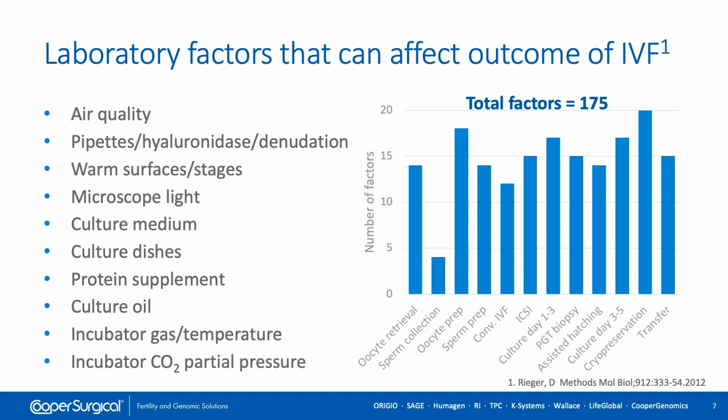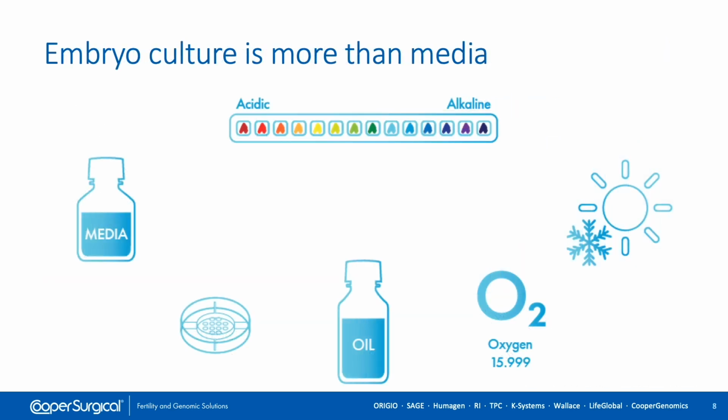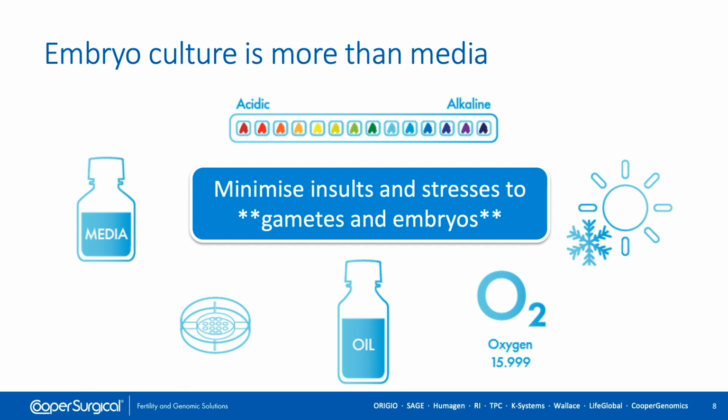So all of these need to be optimized, and all of them need to be monitored and controlled regularly to ensure that we keep the optimal situation once we've established it in our laboratory. So to just reiterate, embryo culture is more than just the media. It does involve all of the other factors, the consumables, the equipment, the atmosphere and everything else. And we should bear in mind that we need to minimize insults and stresses to the gametes and embryos to give the best possible outcome at the end for our patients.